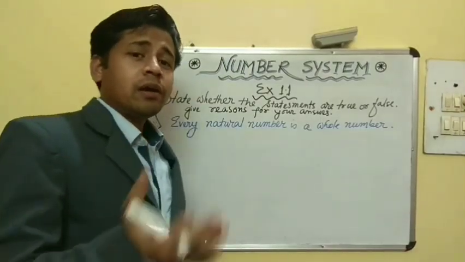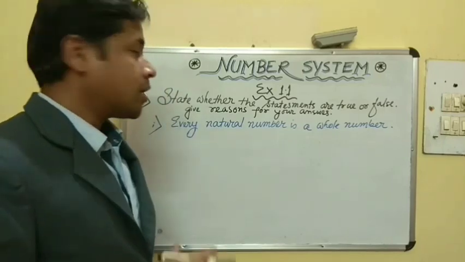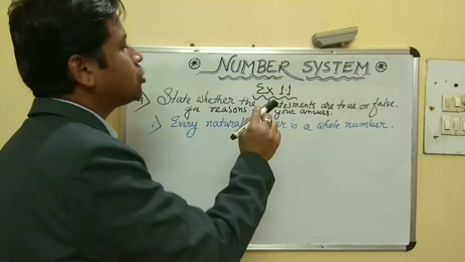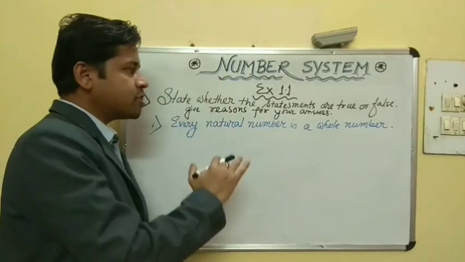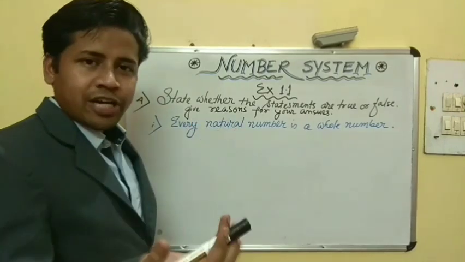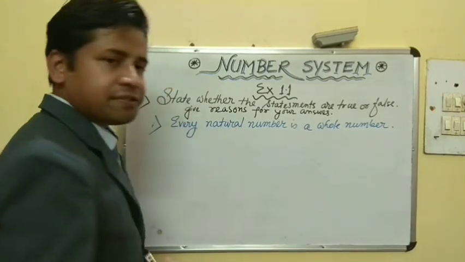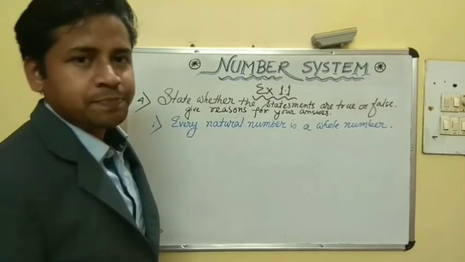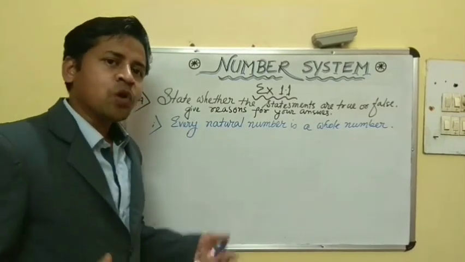Students, now we are at question number 4. Question number 4 says: state whether the statements are true or false. Give reasons for your answers. So, first of all, we have to check the statements. The first statement says that every natural number is a whole number.